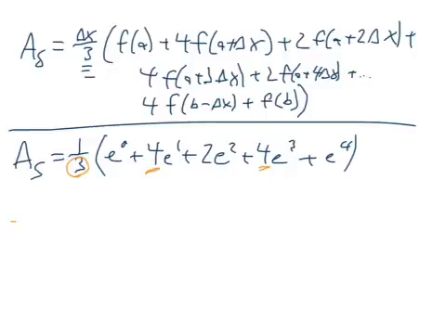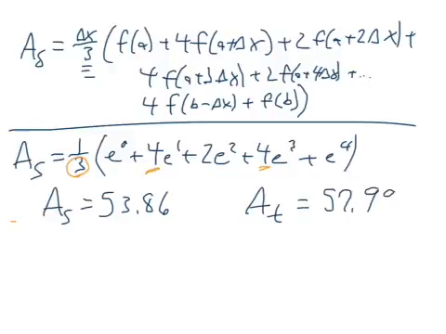And it turns out to be pretty similar to the other one. This one turns out to be 53.86. And recall, the trapezoid one was 57.99. Pretty different. So which one's right? Well, I happen to know the true answer is 54.60. So it seems that Simpson's is better.